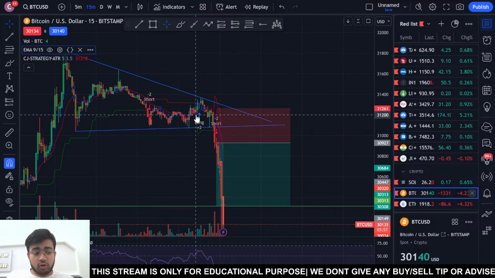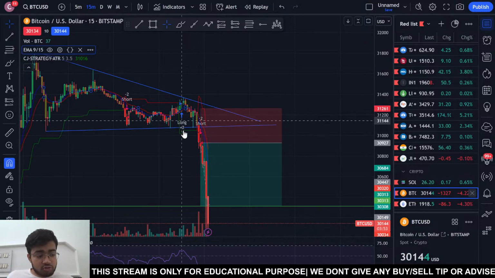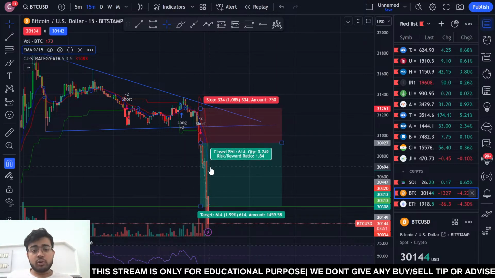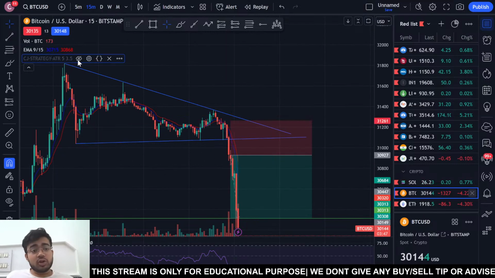And see, this was a fake out, and this is also a wrong signal. This short signal was perfect if you wanted to enter into a trade. Why? To identify all this, you need to learn price action, guys.